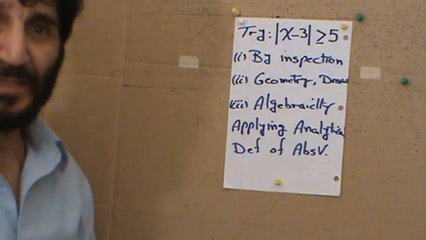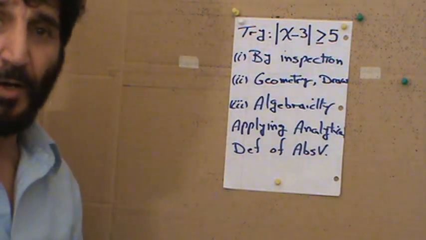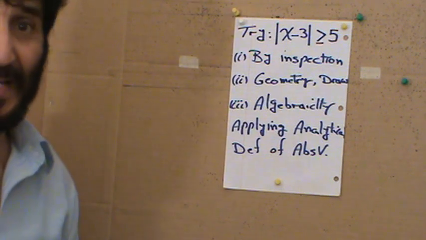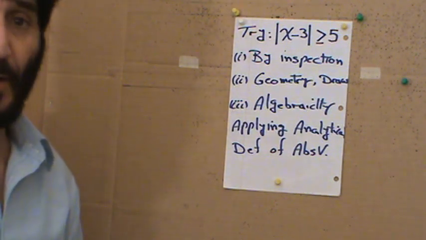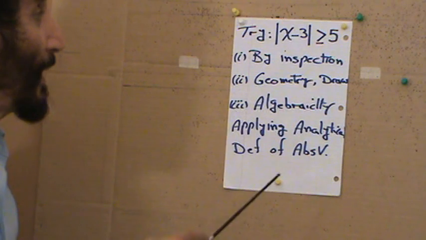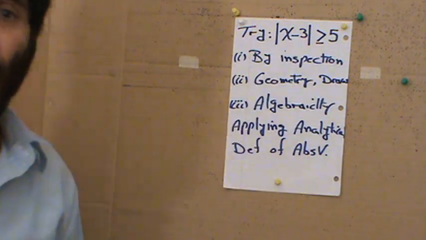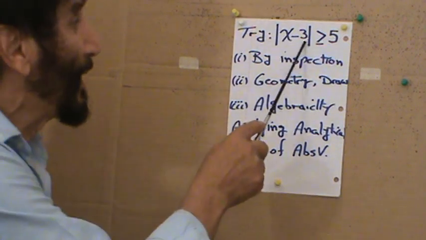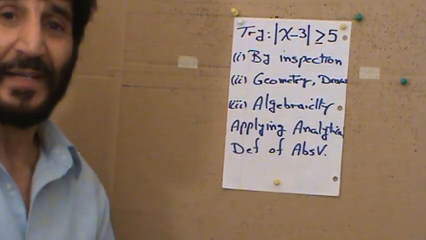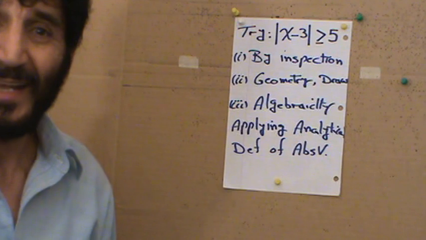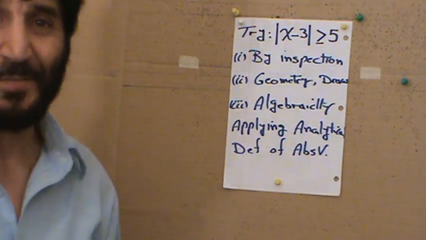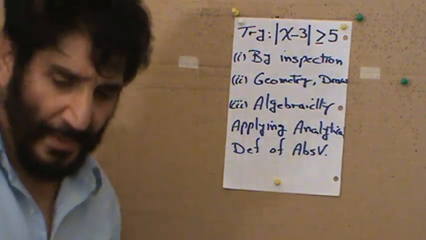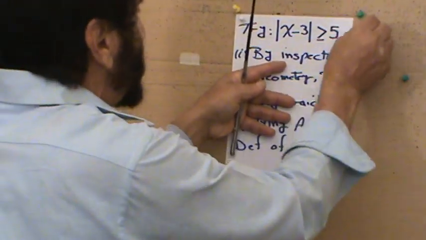First do it by inspection so that you have the idea. If you want, geometrically, you can put it on the number line, if that can help you. If you're a beginner, why not? I do encourage you to do that. And after that, apply what? The definition of absolute value. X minus 3, this bracket represents the x in the analytical definition of absolute value. All right? All right, now let's go to the next.